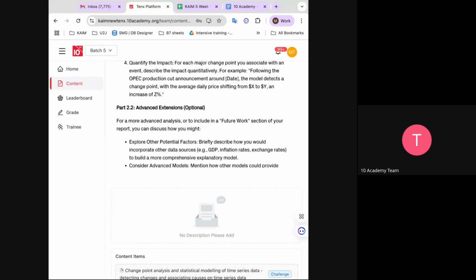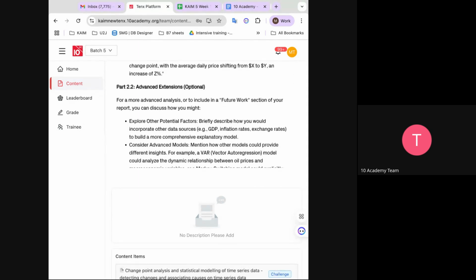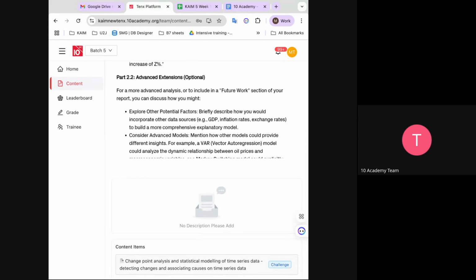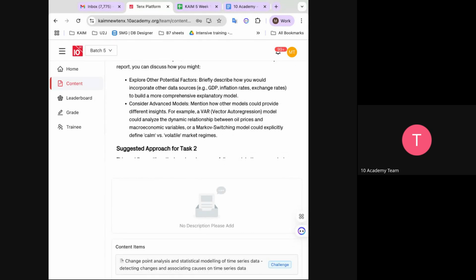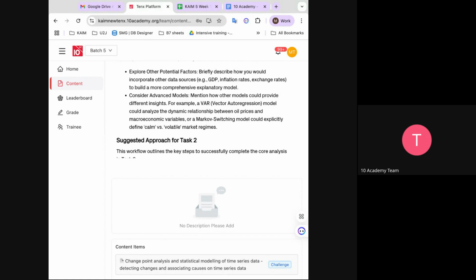As an optional task, you can also explore additional potential factors, such as GDP, the inflation rate, or exchange rates that are associated with the oil price. You can add these as additional features or factors that affect the oil price, and you can add modeling to this insight using a vector autoregression model to analyze the dynamic relationship between the oil price and the macroeconomic variables, or a regime-switching model. So these are some of the things you can explore more deeply if you have time.